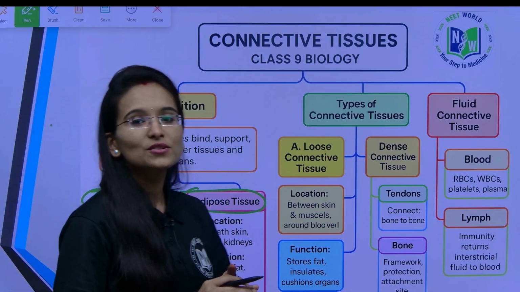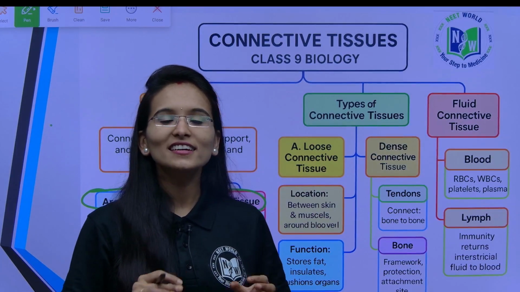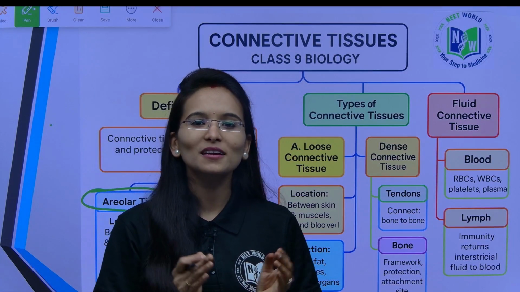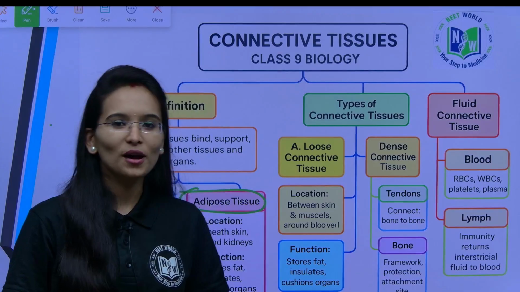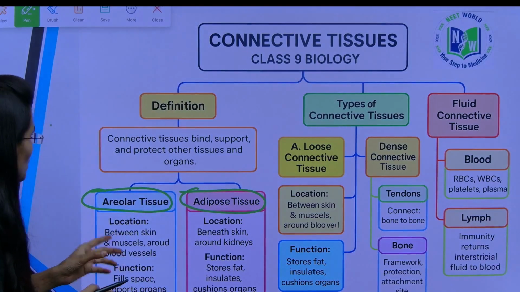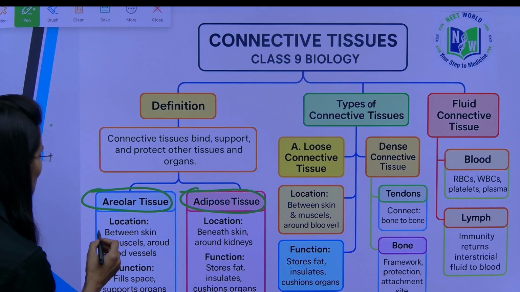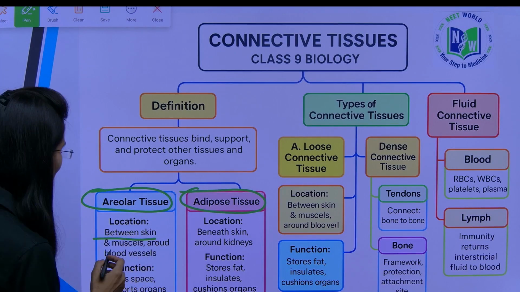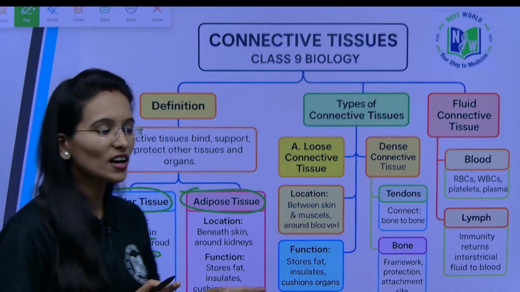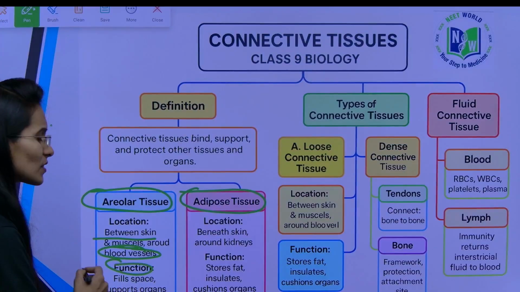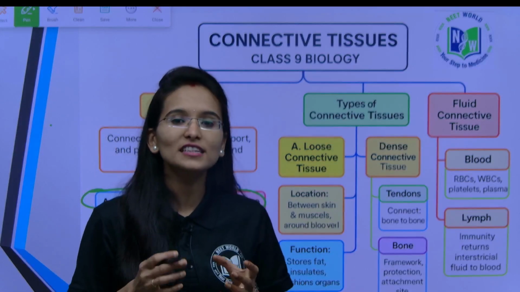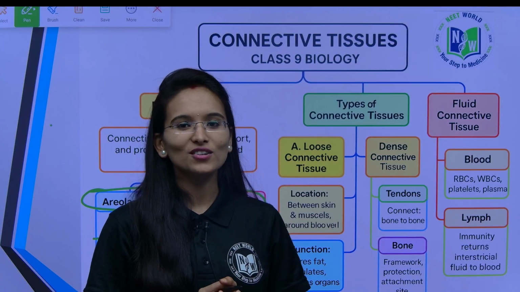The areolar tissue is most abundantly present in our body, and it is composed of a very loose matrix, and we can find three most important cells: macrophages, mast cells, and fibroblasts. These are the important cells you all need to remember. When it comes to the location, we can find it between the skin, between muscles, and around the blood vessels. When it comes to the function, it is called filler tissue or packaging tissue, students, because it fills the space inside the internal organs of our body.